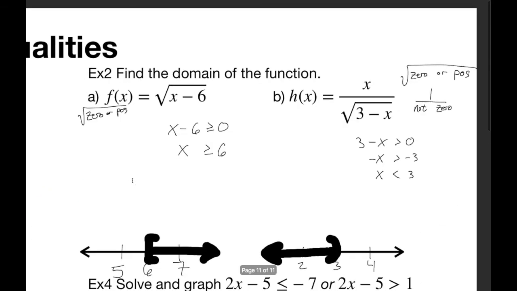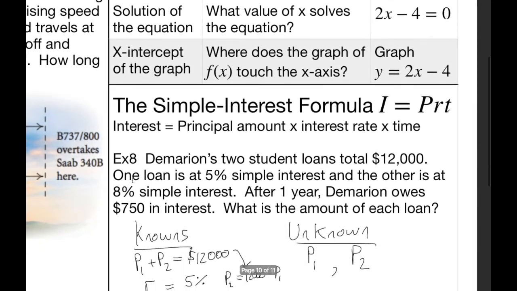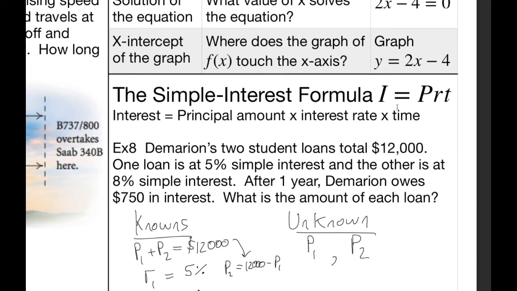Okay, another word problem. The simple interest formula. Interest equals the principal times rate times time. The starting principal amount that you invest times the interest rate times the amount of time that you leave it in will give you interest. This is actually not how any bank works ever, anywhere, but it's a simple version to help get us started in the wide world of finance.